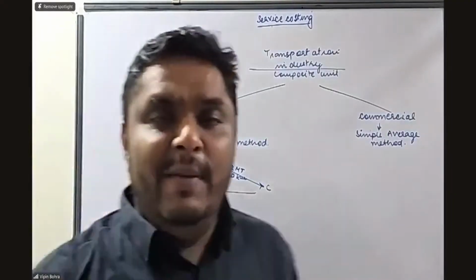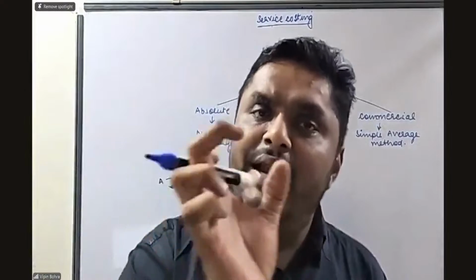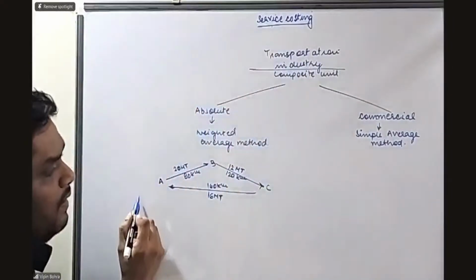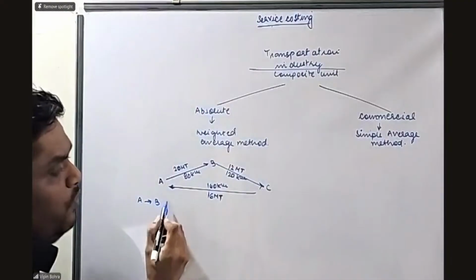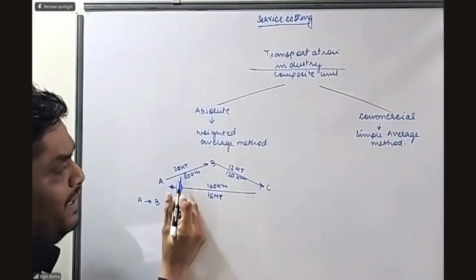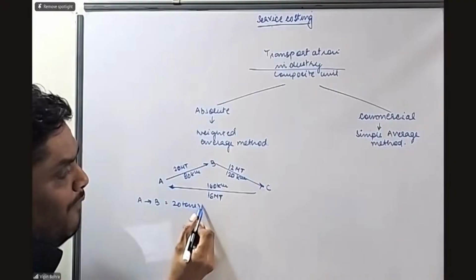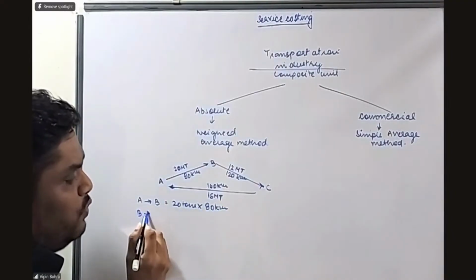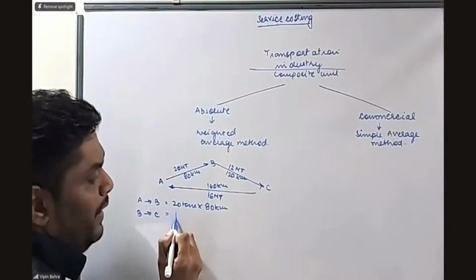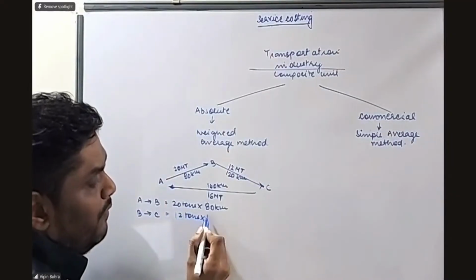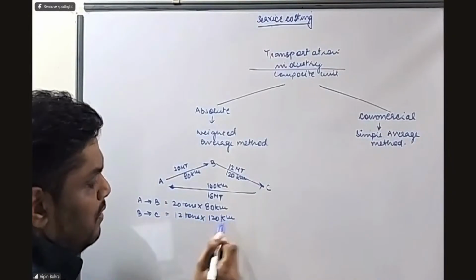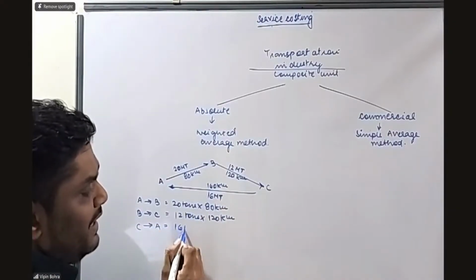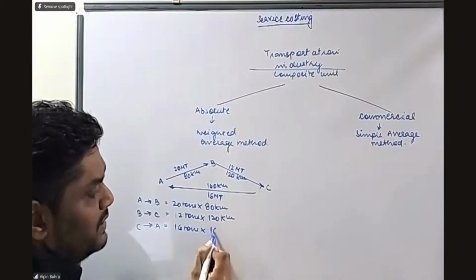So now we have a clear picture of what distance was traveled and how many tons traveled for that kilometer. So very simple. From A to B, 20 tons traveled for 80 kilometers. From B to C, 12 tons traveled with 120 kilometers. And from C to A, 16 tons traveled with 160 kilometers.